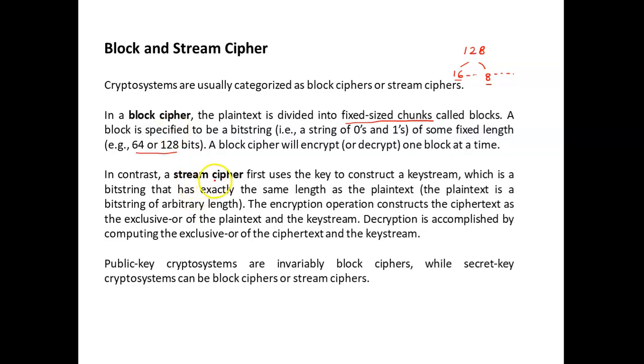Whereas in the stream cipher, we construct a key stream, which is a bit string that has exactly the same length as the plain text. Means we convert that plain text into a string of bits, and we convert that bit string into the ciphertext, one element at a time. That is known as the stream cipher.